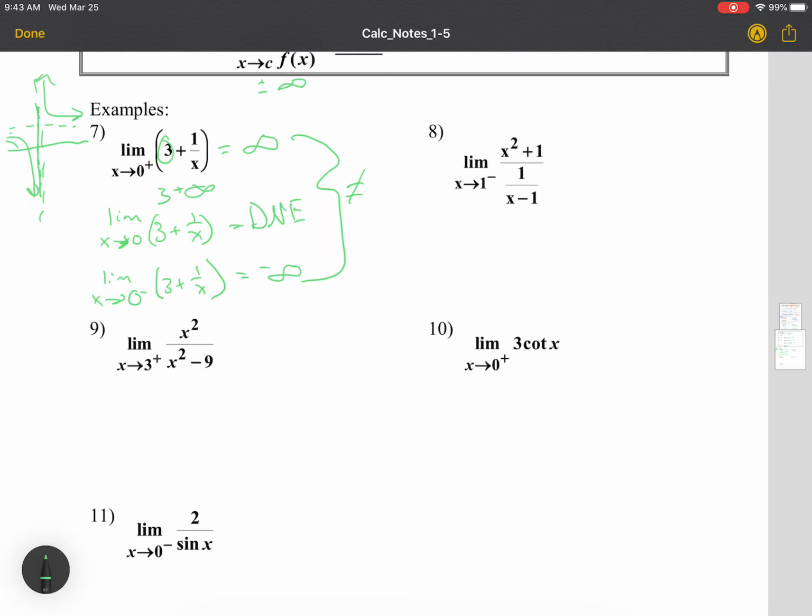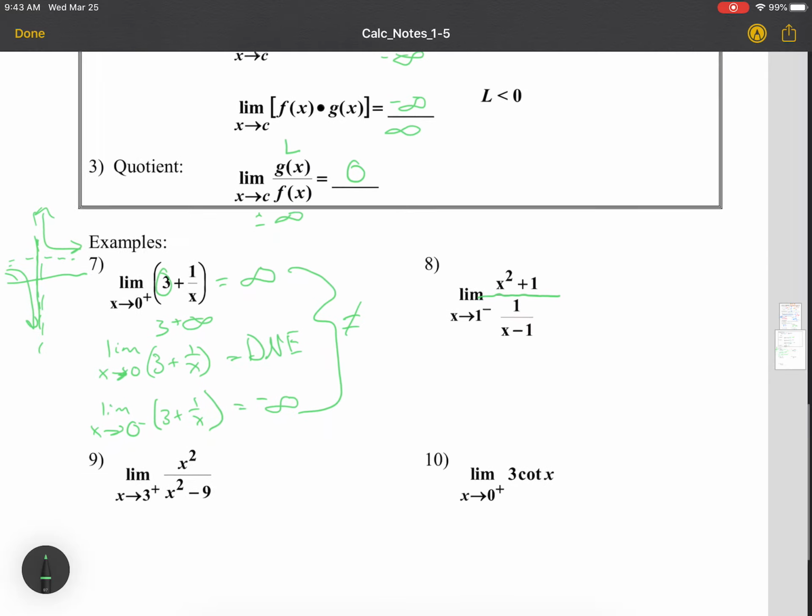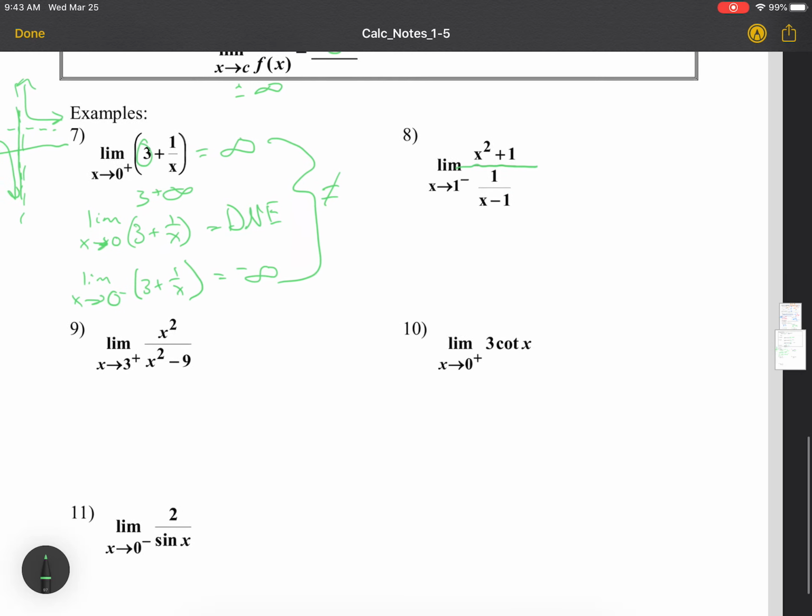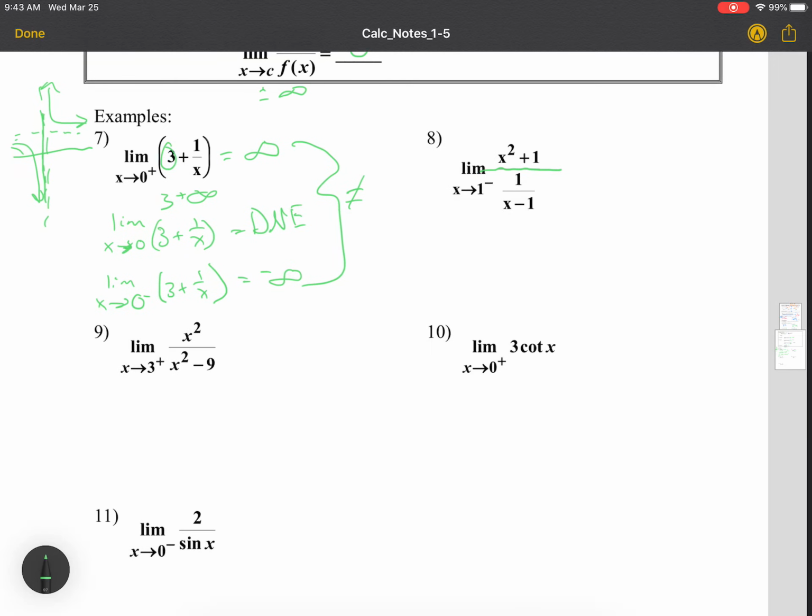Looking over at 8. Now we got something that's a little funky. Remember, this is like the big division sign right there over another fraction. So let's just look at this in parts, like our quotient rule. You see how we can take the limit of g of x and f of x. So let's just look at the top. When you look at that top function, we can tell that it has a limit of 2. If you went and graphed that, as it approaches 1 from the negative side, you get a limit of 2.